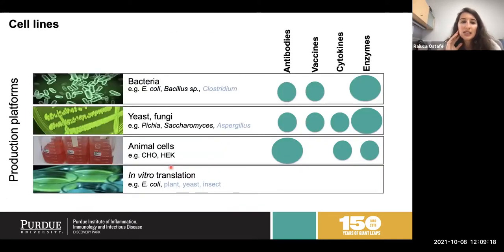The cell line platforms that we are currently working with are bacterial, where we work with E. coli and Bacillus species. We have yeast expression systems based on Pichia and Saccharomyces. We have animal cells, CHO and HEK cell lines. We are also working with an in vitro transcription-translation system, so far only from E. coli, but we are planning to expand it to plant, insect cells and yeast cells. By having this production platform and expression cell lines, we can cover a wide range of proteins, starting from antibodies, vaccines, cytokines, and enzymes.